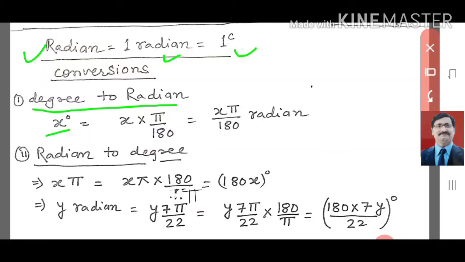Look, x degree is given, and you have to change it to radian, which means you have to multiply by pi by 180. So you get x pi by 180, and now it is not in degree, it is in radian format. So we can write x pi upon 180 radian.